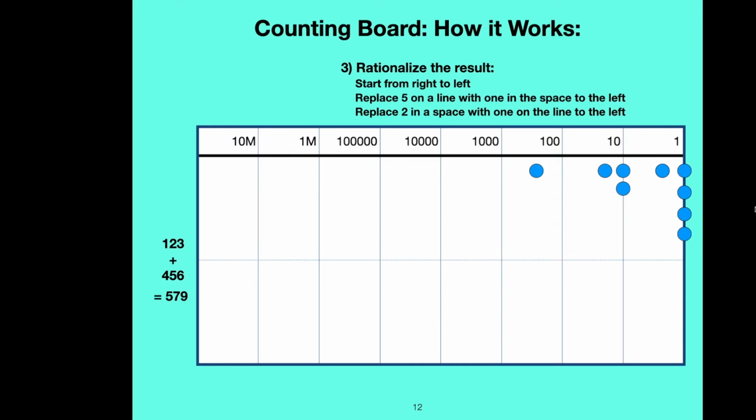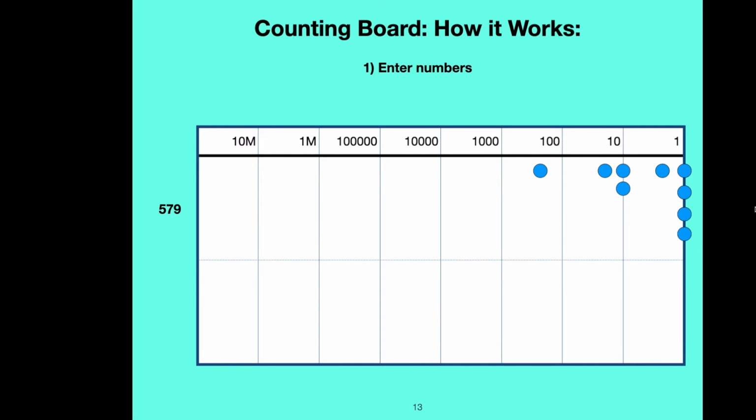579. So let's go ahead and add the 456 to this new number. So 579 plus 456. So we're going to enter our 456 below that. That's the first step.